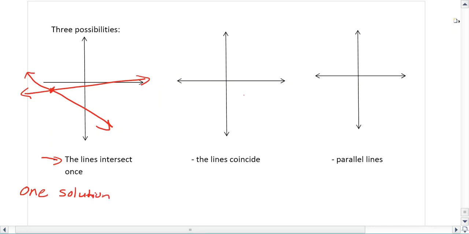Another thing that could happen is that the lines coincide, and what this means is that it's the same line. One line is graphed right on top of the other. So it's possible that the equations look a little different, but if you graphed this line and then you graphed the next equation, I'll try to make it look like they're right on top of each other. So I tried to make it look like one line is right on top of the other. And when that happens, there are infinitely many points on that line because the line is the solution.